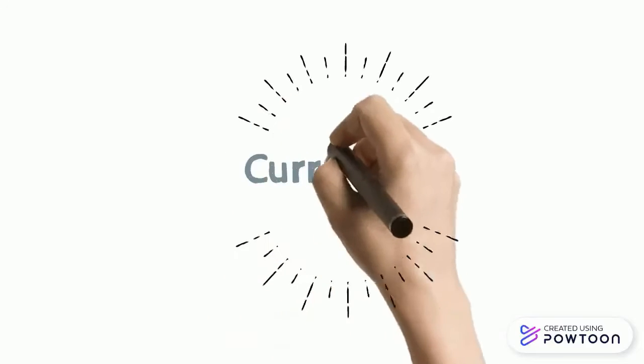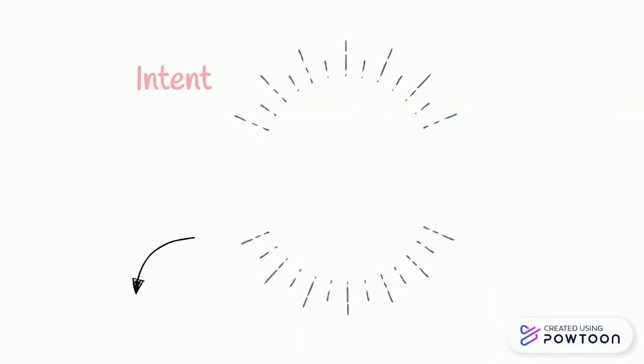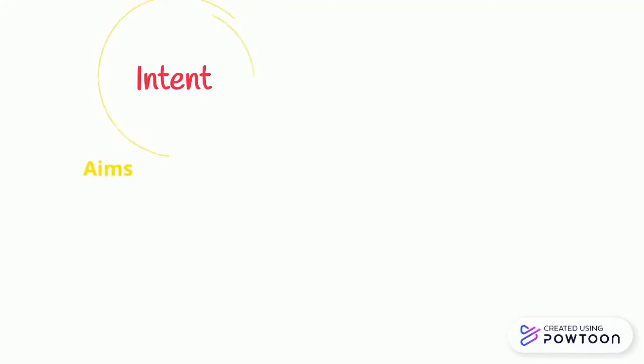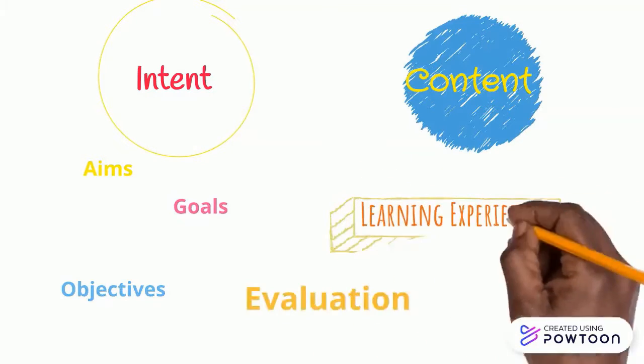Curriculum design refers to the arrangement of the elements of a curriculum. These four elements are: first, we have the intent, which are the aims, goals, and objectives. Then we have the subject matter or content, learning experiences, and evaluation.